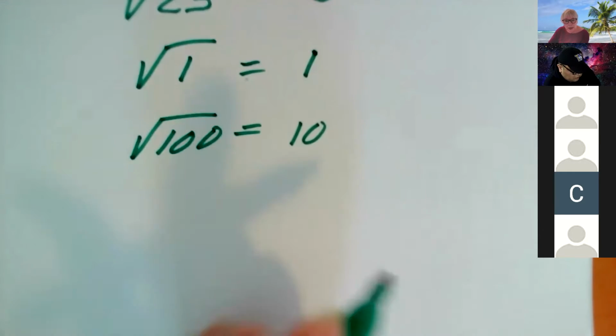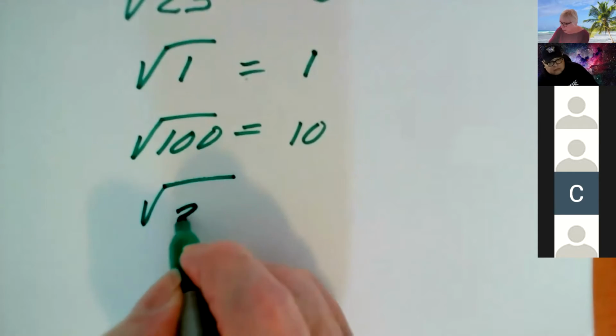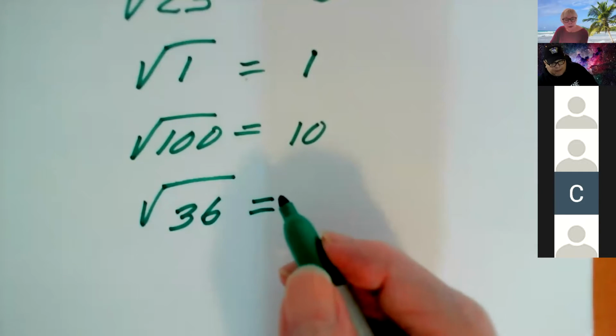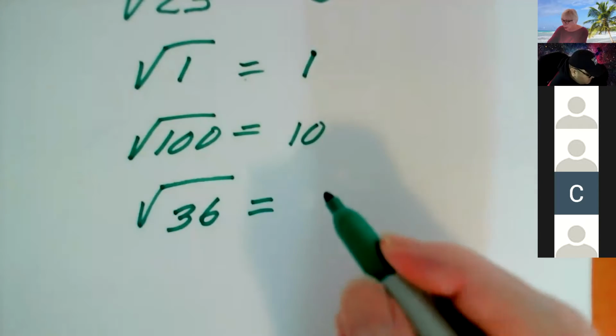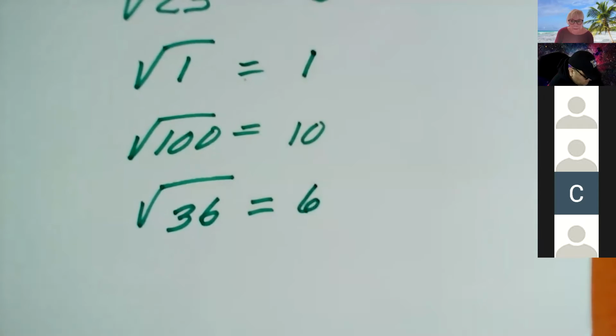So these become part of what I call perfect squares. The answer will come out exact, a whole number, and you know your multiplication. 6 times 6 is 36. Therefore, you see what I mean? So these are like a special set of numbers. 49 would be 7. 81 would be 9. 9 times 9 is 81. So these are great.